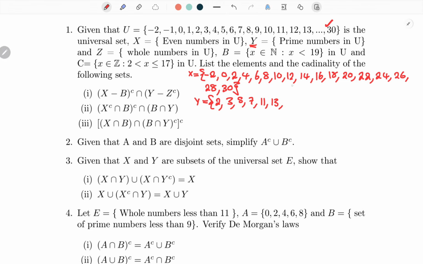13, what else can we put? We can put 17. What else? 18, there's no prime number that can go there. We can put 19. From 19, we can put 23. From 23, what else can we put? Let me see, 24, 25, 26, 27, possibly something can go there.